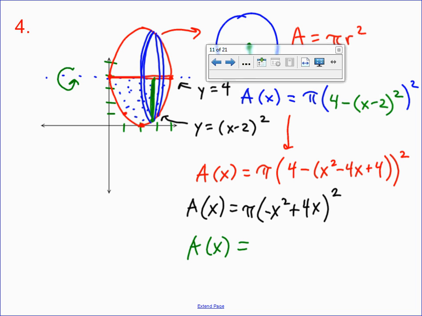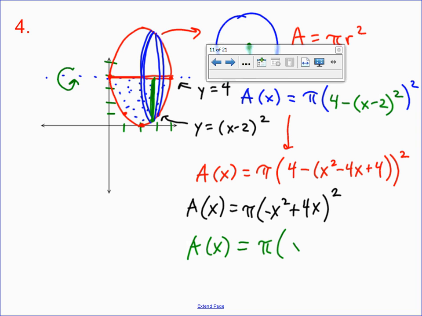I went ahead and FOILed the binomial x minus 2 quantity squared and got x squared minus 4x plus 4. I then combined like terms with the positive 4 in front and the subtraction of 4. So no constant term. And now we're going to square that again to get one final area function that's simpler to integrate. So what would we get when we FOIL this?